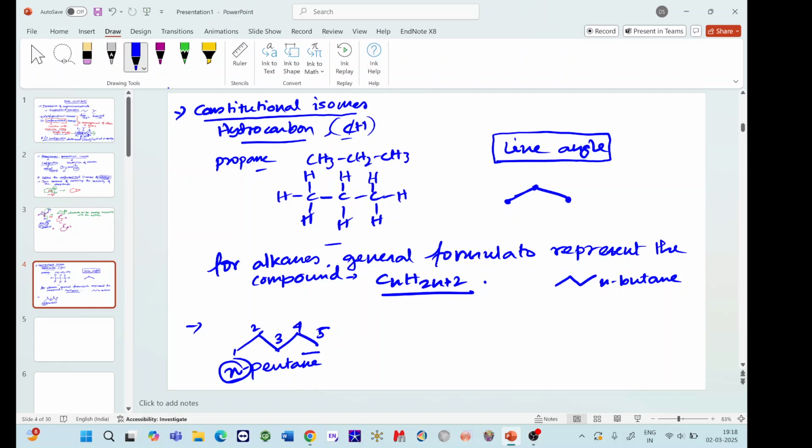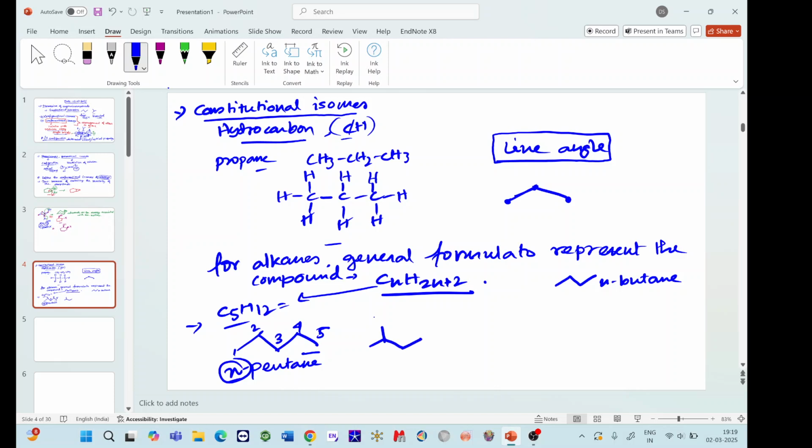So what is the formula here? You have C5 and 3, 2, 5. So 2, 2, 2 is 6 and 6. C5H12. That means it is matching with this formula, C5 and H10 plus 2, that is 12. So with this same formula, you can have this one also.